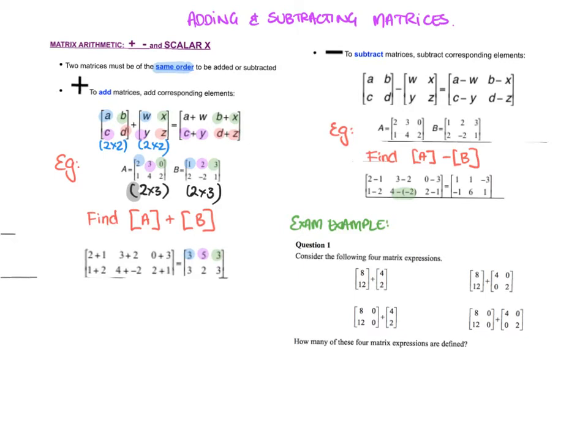It says, consider the following four matrix expressions, and it says how many of these four matrix expressions are defined. What defined actually means is you can actually perform the operation. So you might write that: you can perform the operation that they're asking you. What I mean by that is you can perform the addition, the subtraction, or the multiplication, whatever.